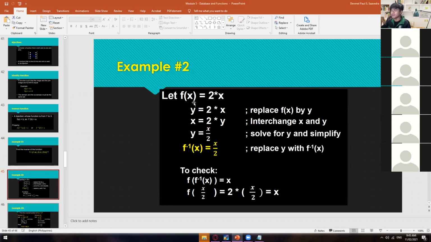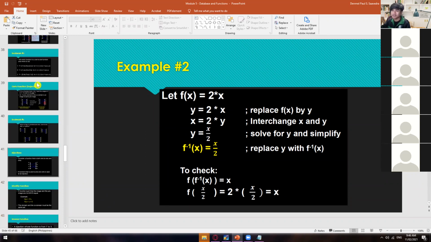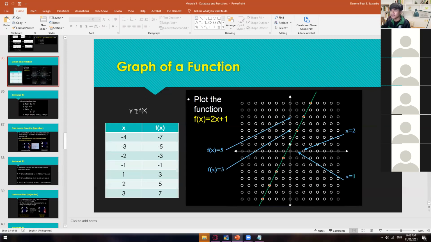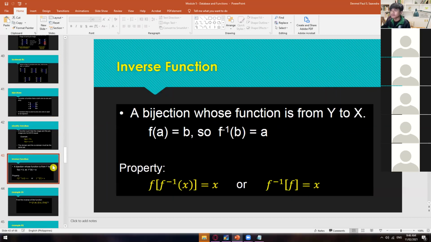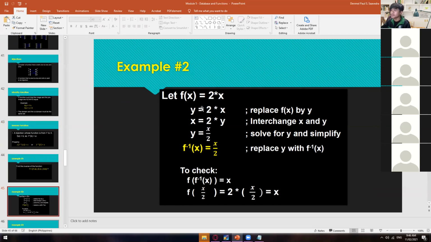So we have this function, f of x is equal to 2 times x. Using this formula, we have 3 or 4 steps that need to be done. Your f of x will be replaced by y, since initially this is really y, like what I mentioned on the graph. f of x is equal to y. Then this original format will be interchanged, so your x will become y and your y will become x.